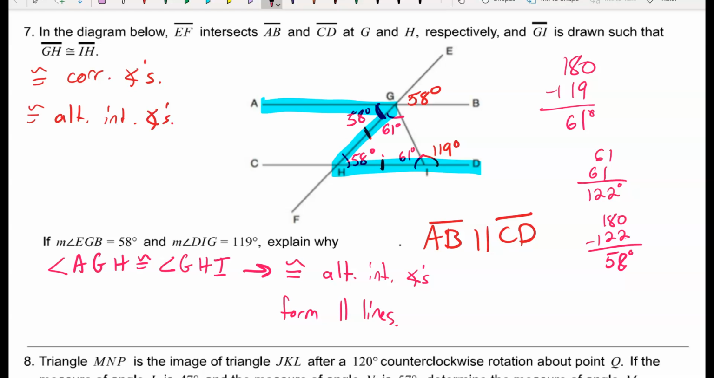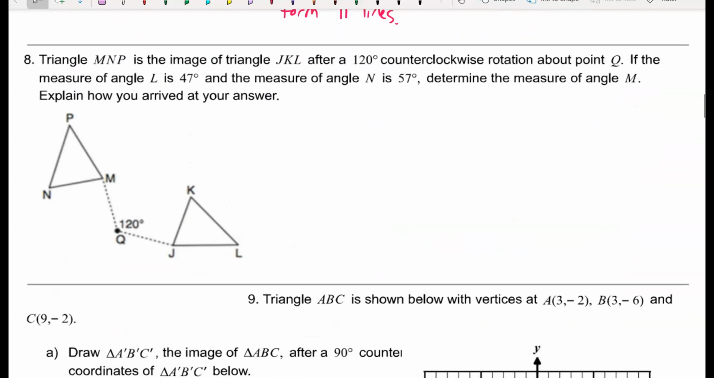You could either look for those congruent corresponding angles that we started with, or if you prefer to get alternate interior angles, you could use that vertical angle trick that I used up there. Number 8. Triangle MNP is the image of triangle JKL after a 120 degrees counterclockwise rotation about point Q. If the measure of angle L is 47 degrees, right there, I'm going to mark that, and the measure of angle M is 57 degrees, determine the measure of angle M.